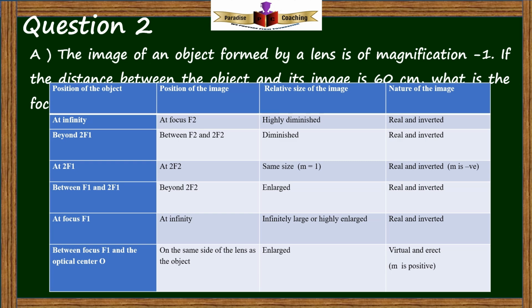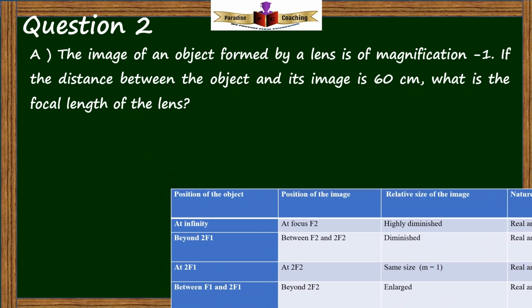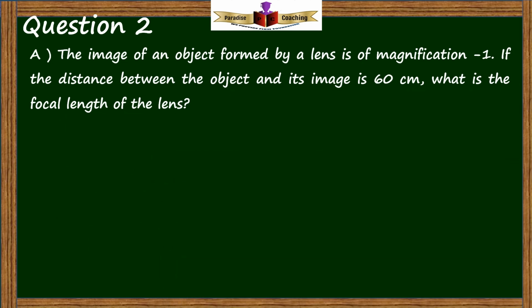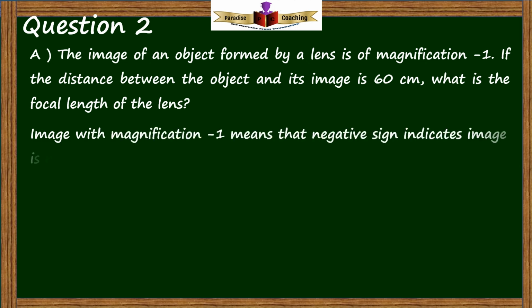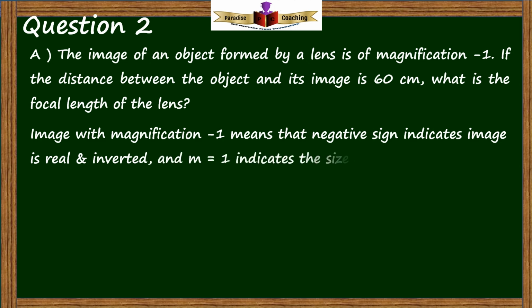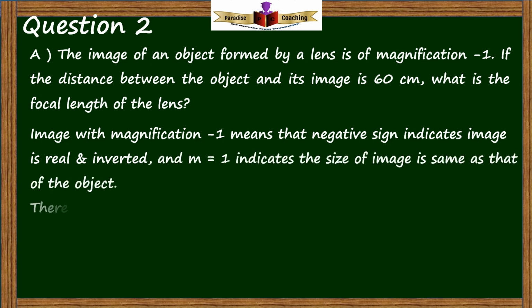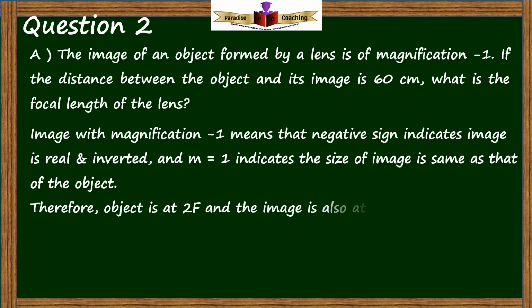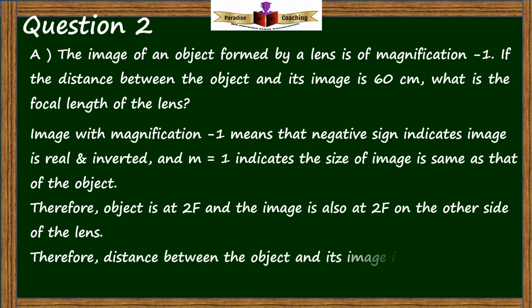Also recall convex lens is a converging lens. It forms real and inverted images except the last case, when object is between focus and optical center. Image with magnification -1 means that the negative sign indicates image is real and inverted, and m=1 indicates the size of image is same as that of the object. Therefore, object is at 2f, and the image is also at 2f on the other side of the lens. Therefore, distance between the object and its image is 4f = 60 cm, so f = 15 cm.